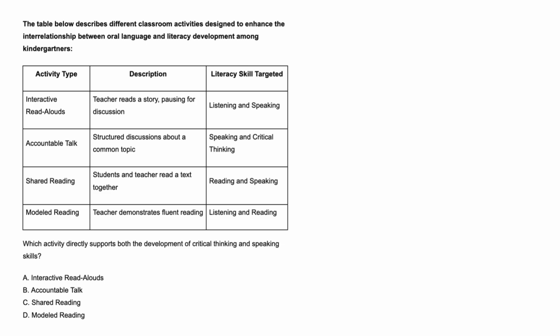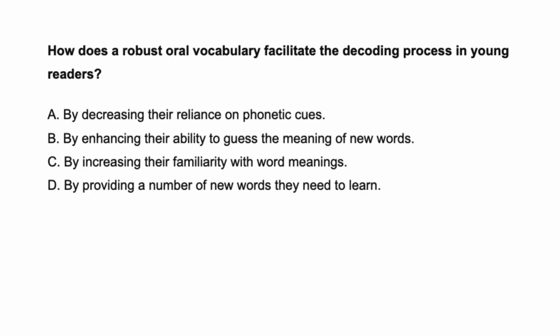The correct answer? B. Accountable talk involves structured discussions requiring students to think critically and articulate their thoughts clearly, directly targeting and enhancing critical thinking and speaking skills. Next question. How does a robust oral vocabulary facilitate the decoding process in young readers?